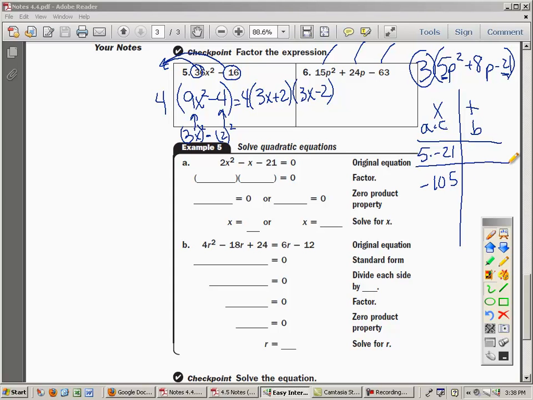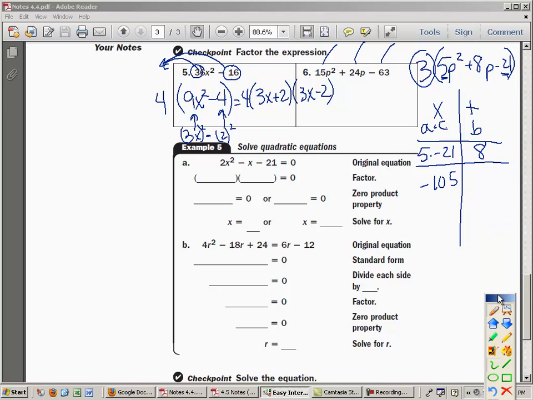All right, and b is 8. So I need two numbers that multiply to make negative 105 and add to 8. Now first of all, because this is negative 105, I know I need one of each. I need a plus and I need a minus. The only way I'm going to get a negative product is if I have one of each, right?